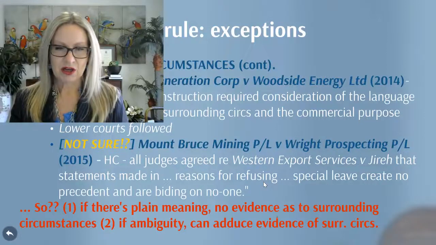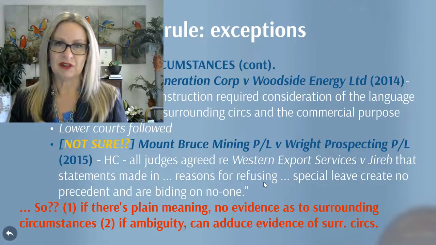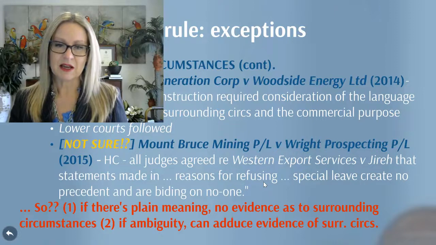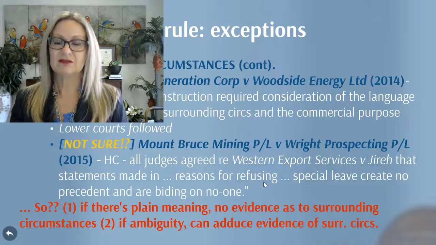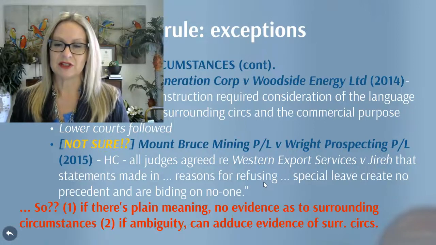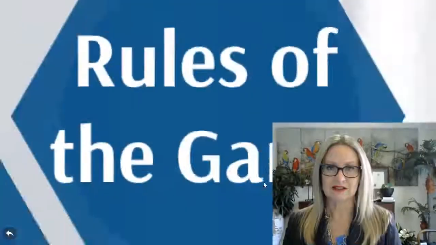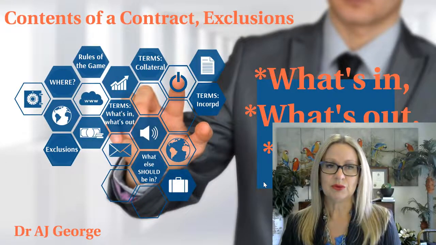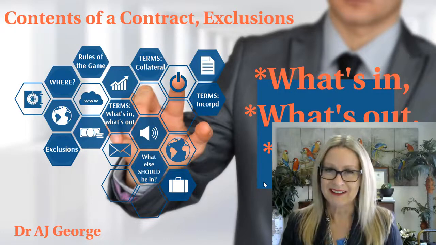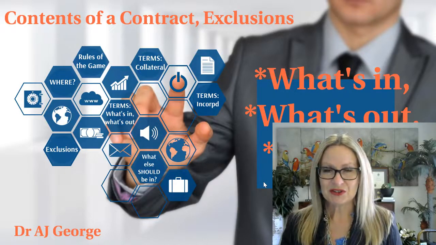Until then, I guess we've got to stick with that true rule approach. So if there's plain meaning, you can't introduce evidence as to your surrounding circumstances. But if there is patent ambiguity, then you can adduce evidence of your surrounding circumstances. So that is the rules of the game. That is the parole evidence rule and all of its preliminary questions and exclusions.